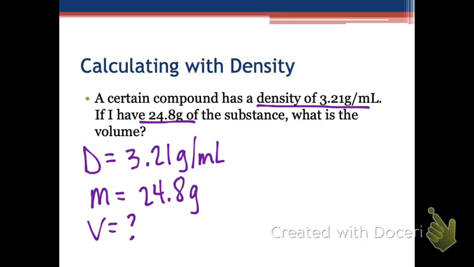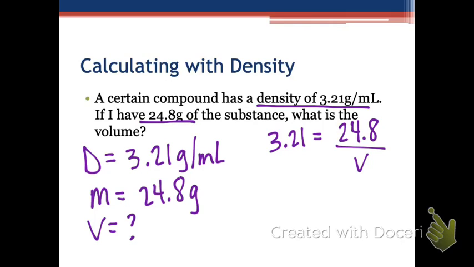Okay, so now I plug it into my equation. And I would say 3.21 equals mass, which is 24.8, divided by volume. Right? And I need to solve for V. How can I solve for V? Do I just multiply these two together? No. Okay, so I'm going to walk through the algebra to get there.